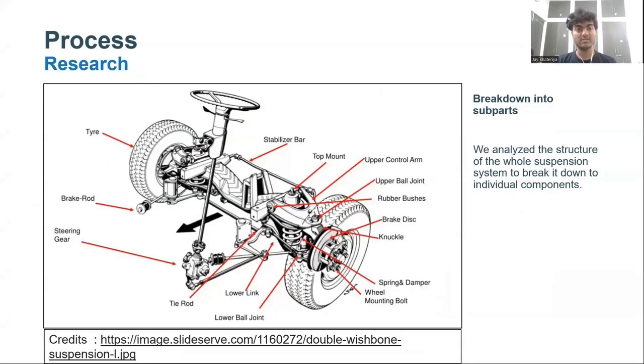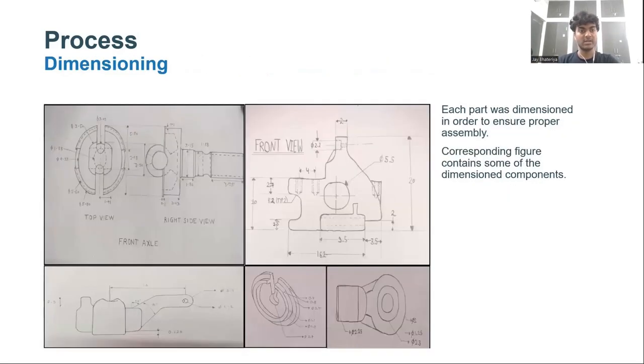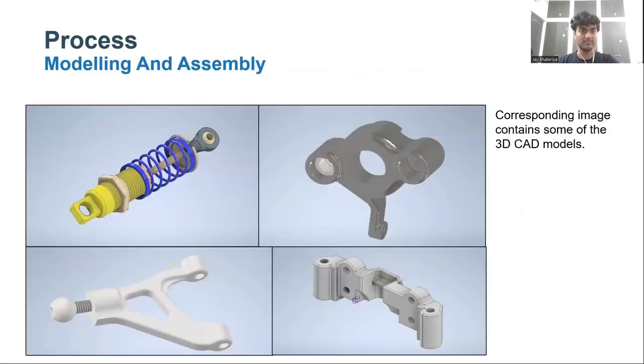Coming to the process, the first step was to understand the suspension system so as to break it down into individual components. After that, all the components were divided among the team members so that each part could be analyzed and preliminary sketches were drawn. After that, each of the components was dimensioned properly to ensure proper assembly. This was followed by modeling of all the individual parts on Autodesk Inventor and finally assembling them to get the double wishbone suspension system.